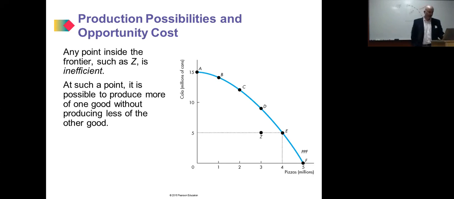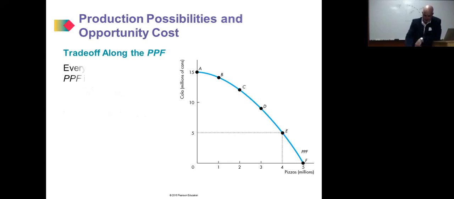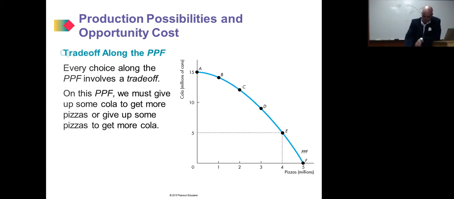And let's look at point Z. So here we could argue it's possible to produce more of one good without producing less of the other good. So if we were at point Z, we say that resources are either unemployed or misallocated. We just argued that every movement along the PPF involves a trade-off.